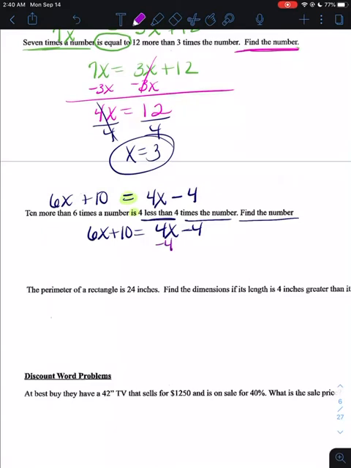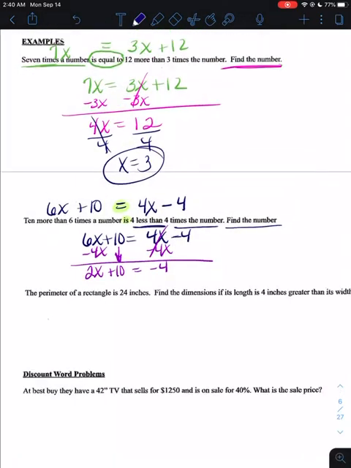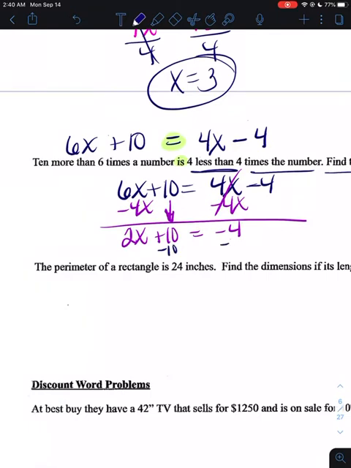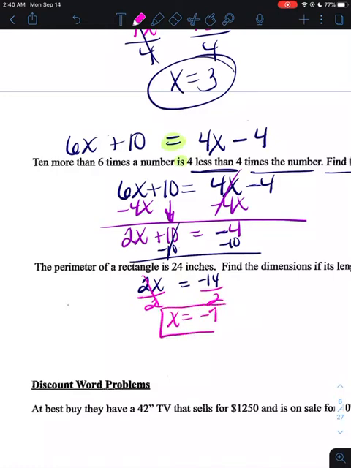So I want to get x by itself. I'm going to subtract 4x from both sides. So 6x minus 4x is 2x. Bring down my plus 10 equals negative 4. Now, to get rid of that plus 10, I want to subtract 10 from both sides. So I get 2x equals negative 4 minus 10, which is negative 14. To get x by itself, I'm going to divide both sides by 2. So x equals negative 7.